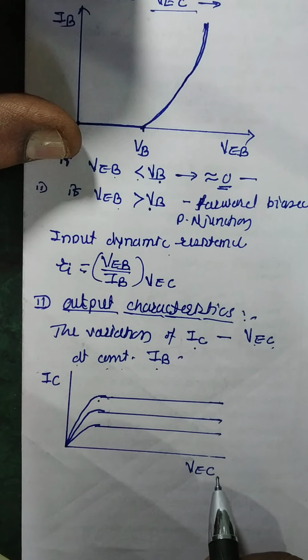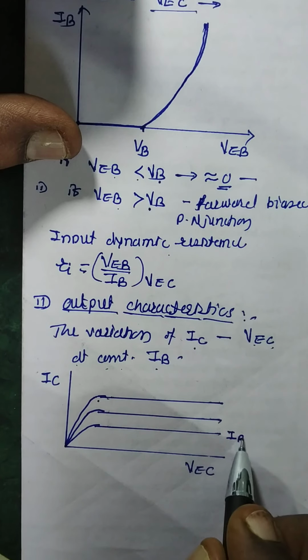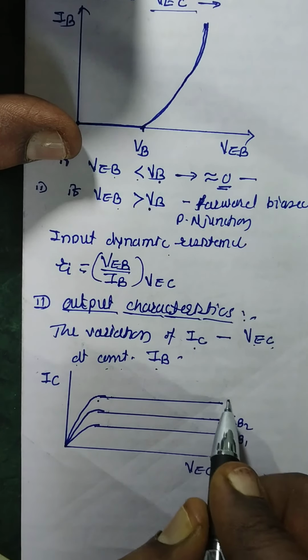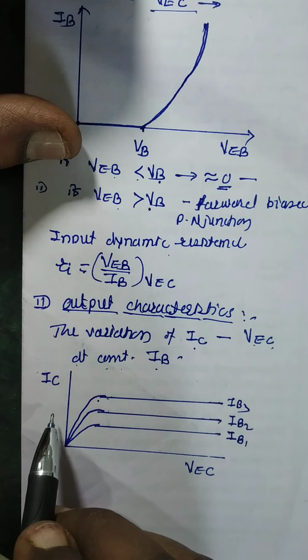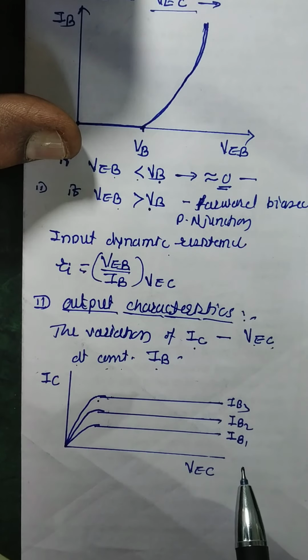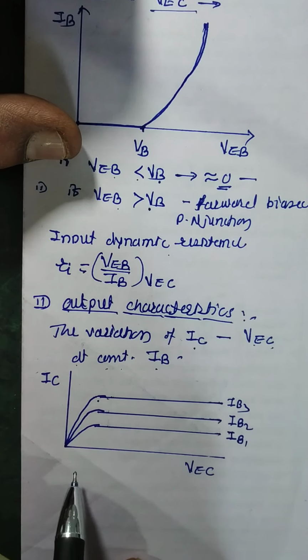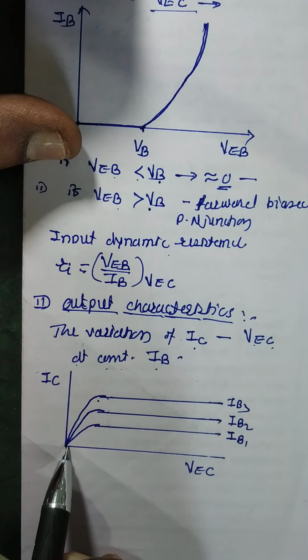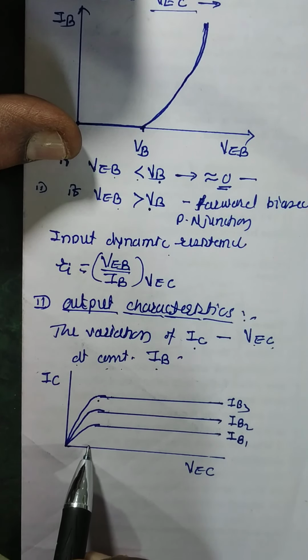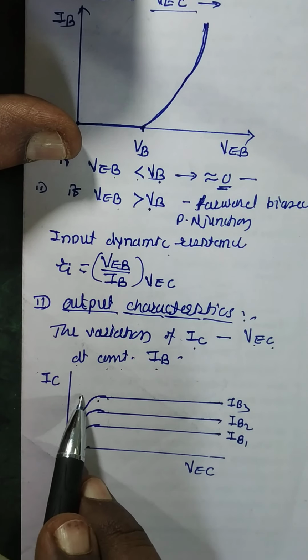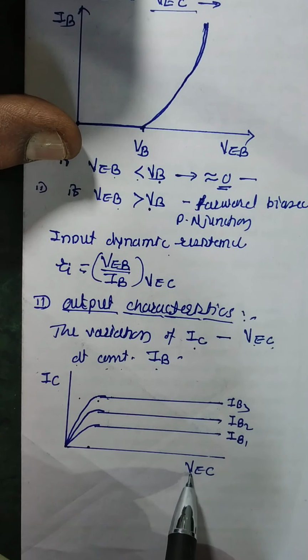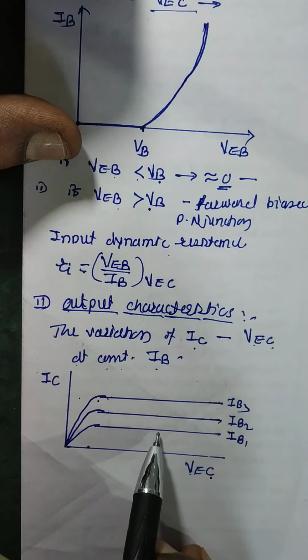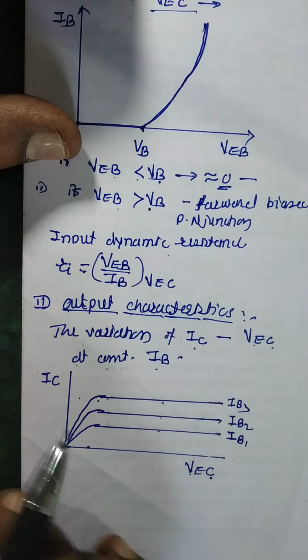Also collector current IC is large for large value of base current. Base current IB1, suppose IB2, IB3, means as base current increases, collector current also increases. From this graph, as emitter collector potential increases, collector current increases initially but then remains constant, means collector current is independent of potential between emitter and collector, but this collector current increases with increasing base current.